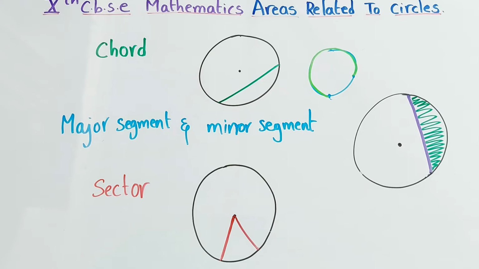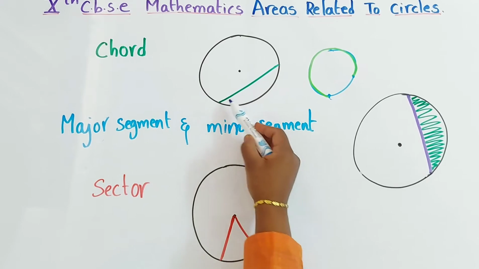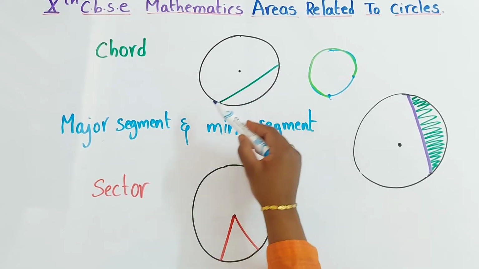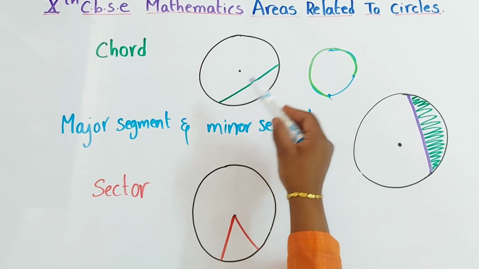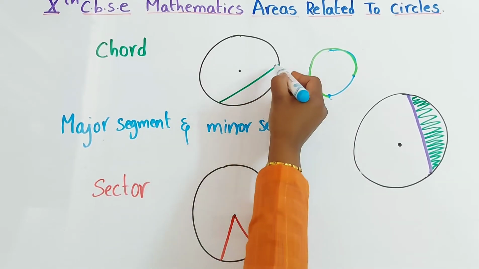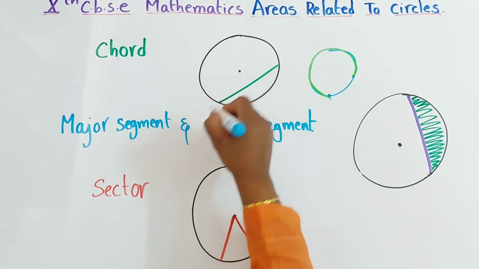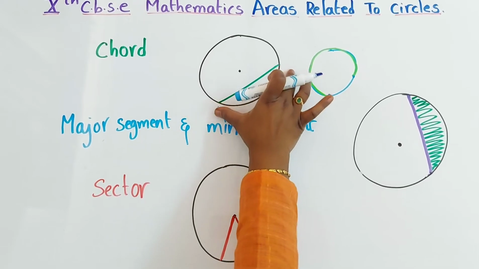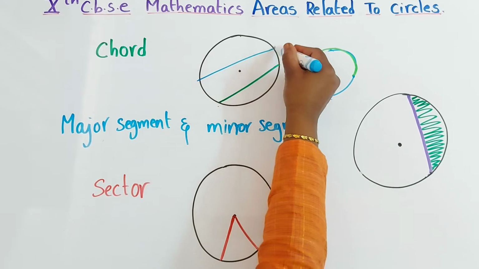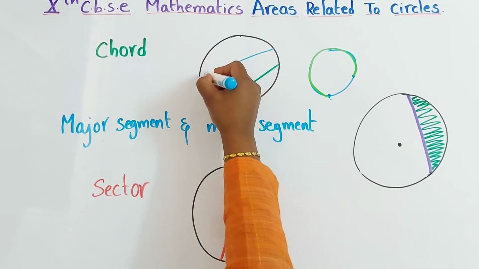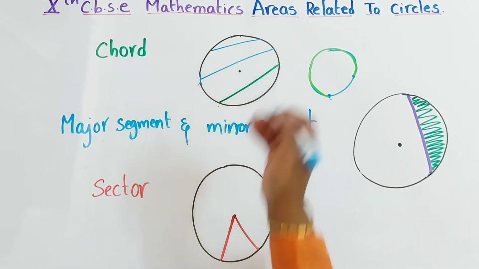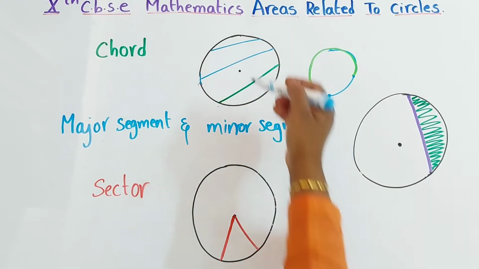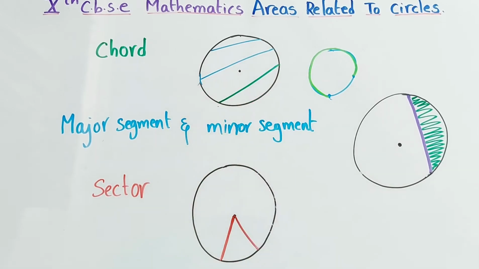Now chord. A chord of a circle is a straight line segment. See here, straight line segment whose endpoints both lying on this circle. Right children? This is a line segment, both the endpoints on the circle. This is called a chord, children. See, this is also one chord. Endpoint should be on the circle, children. And this is also one chord. So many chords we can draw. The biggest chord is diameter, children.